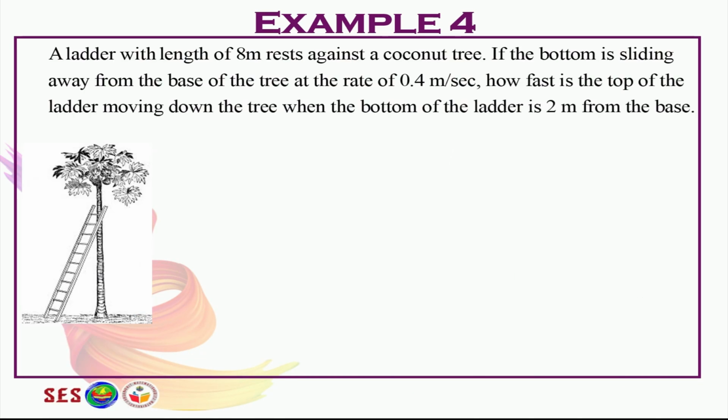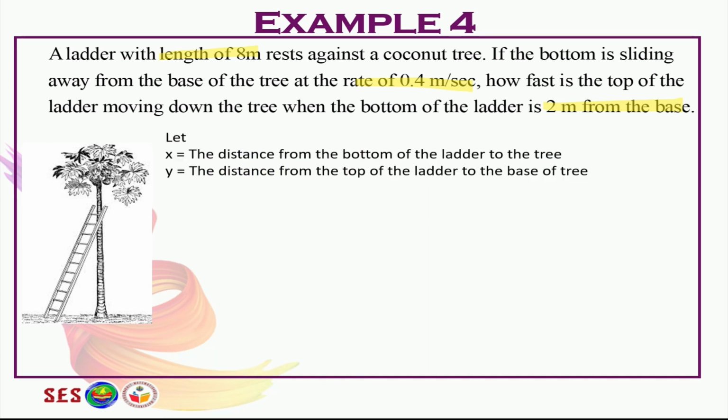Example 4. A ladder with length of 8 meter rests against a coconut tree. If the bottom is sliding away from the base of the tree at the rate of 0.4 meter per second, how fast is the top of the ladder moving down the tree when the bottom of the ladder is 2 meter from the base? First, we let x is equal to distance from the bottom of the ladder to the tree. So this one is x. And then y is the distance from the top of the ladder to the base of the tree. So this one is y.